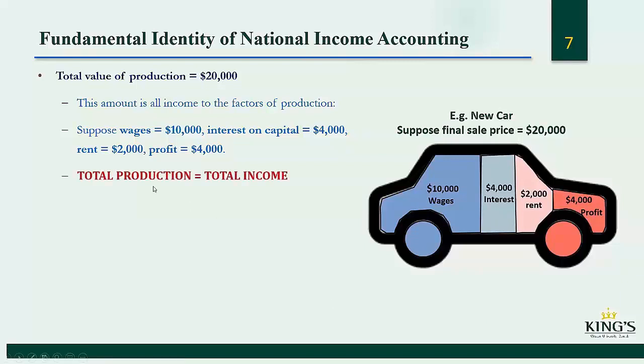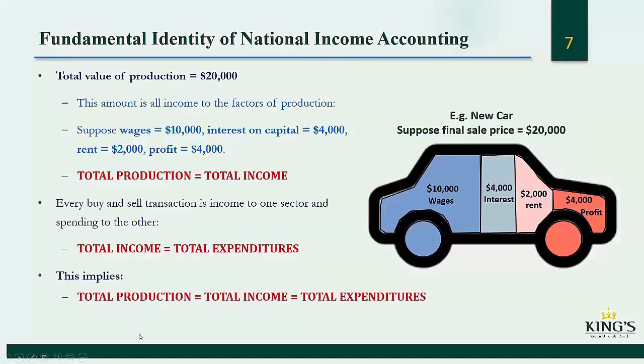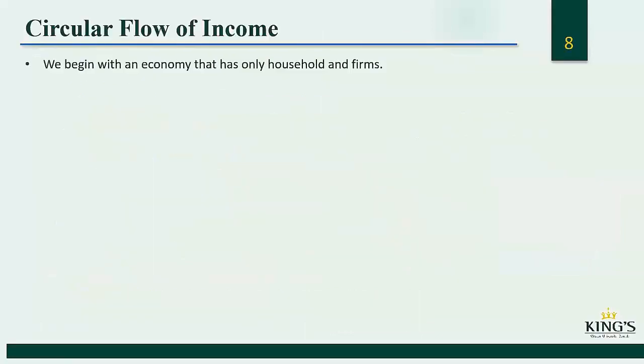And so total production is clearly going to be equal to total income in an economy. What about expenditure? Well, every buy and sell transaction is income to one sector and spending to the other. Total income then will equal total expenditures. And so this implies that total production equals total income and total expenditure. So let's take a look at the circular flow of income to get some more insights on this.